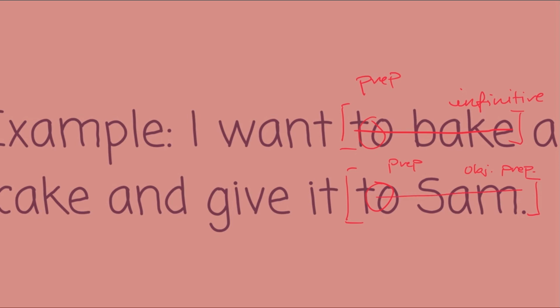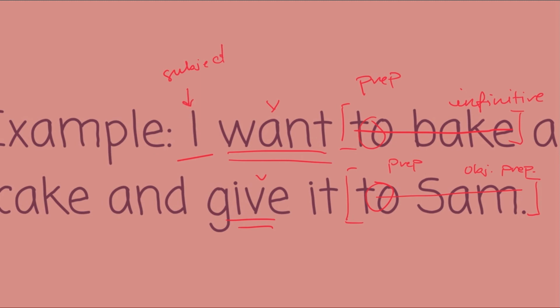Now let's identify the verbs in our sentence. We have want. Want would be a verb. And give. Give is also a verb. Well, ask ourselves, who is wanting and who is giving? Well, in that sentence, I. I, in that sentence, is both doing the wanting and the giving.